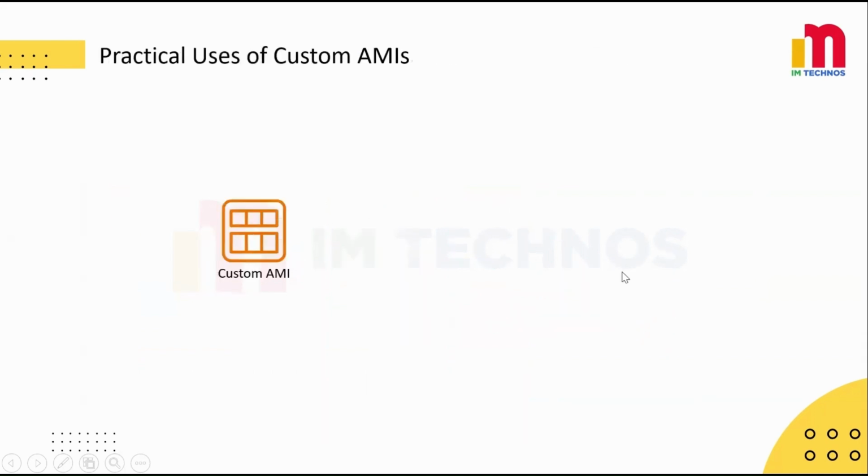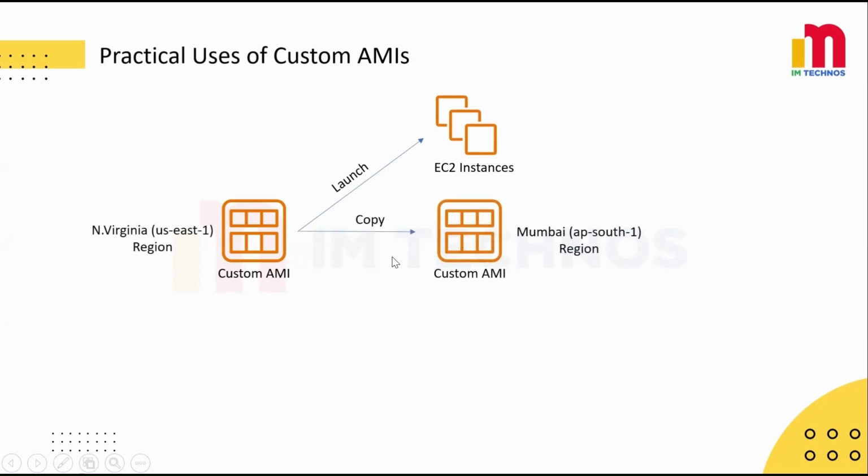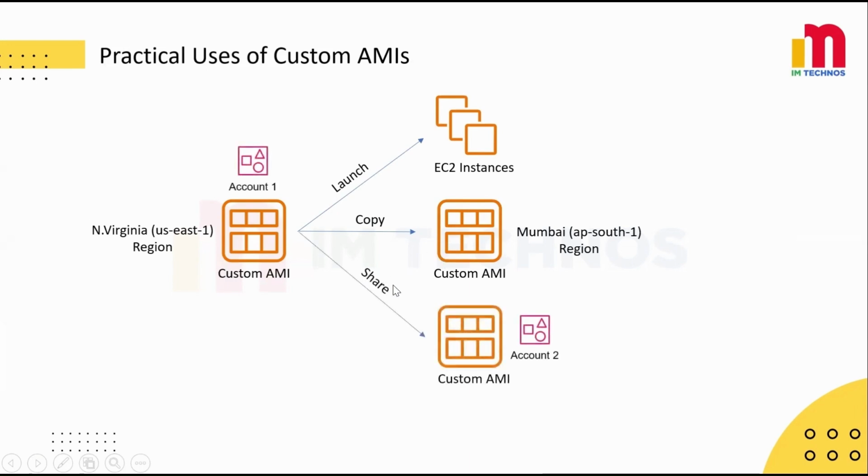Now, let's look at what are the practical uses of custom AMIs. As we have already learned, we can launch one or more EC2 instances using the AMI, all with identical configurations. We can copy an AMI from one region to another, making it available globally. We can share the AMI with another AWS account, useful for collaboration or multi-account environments.